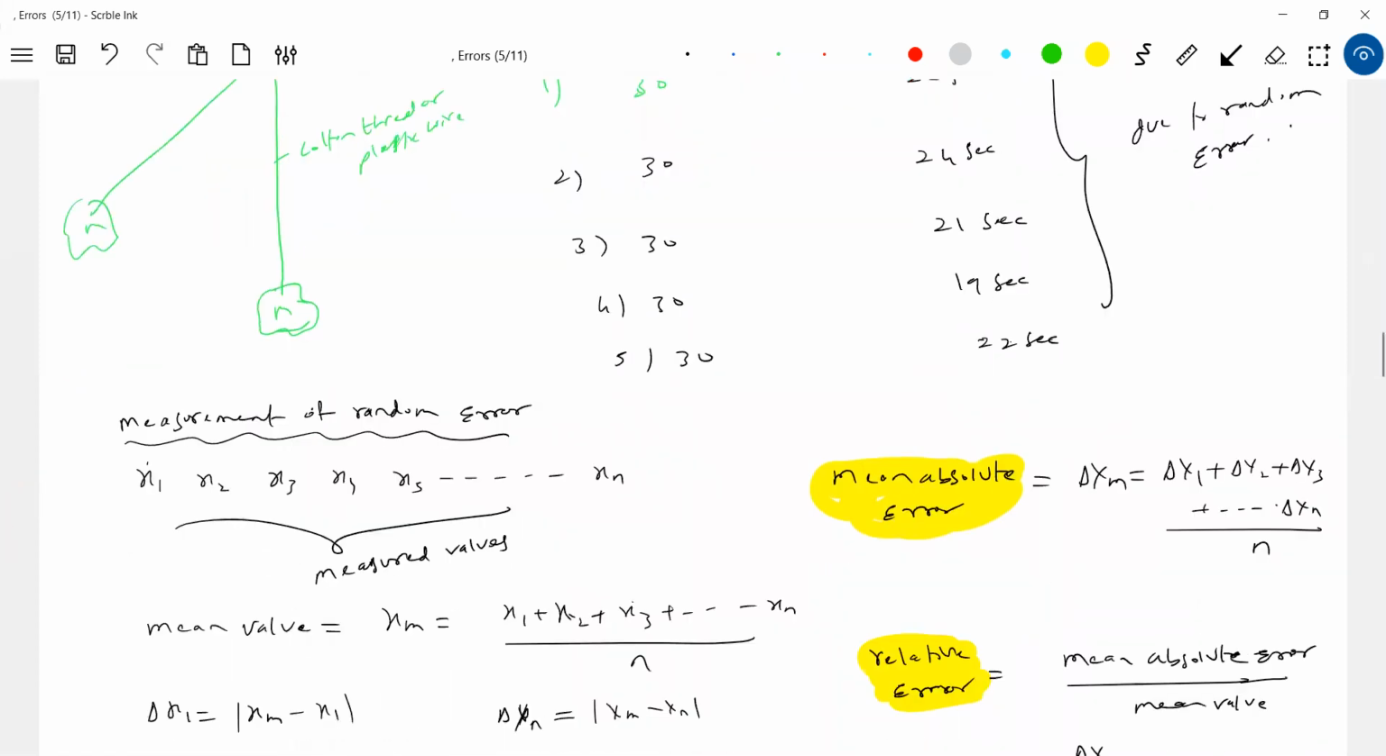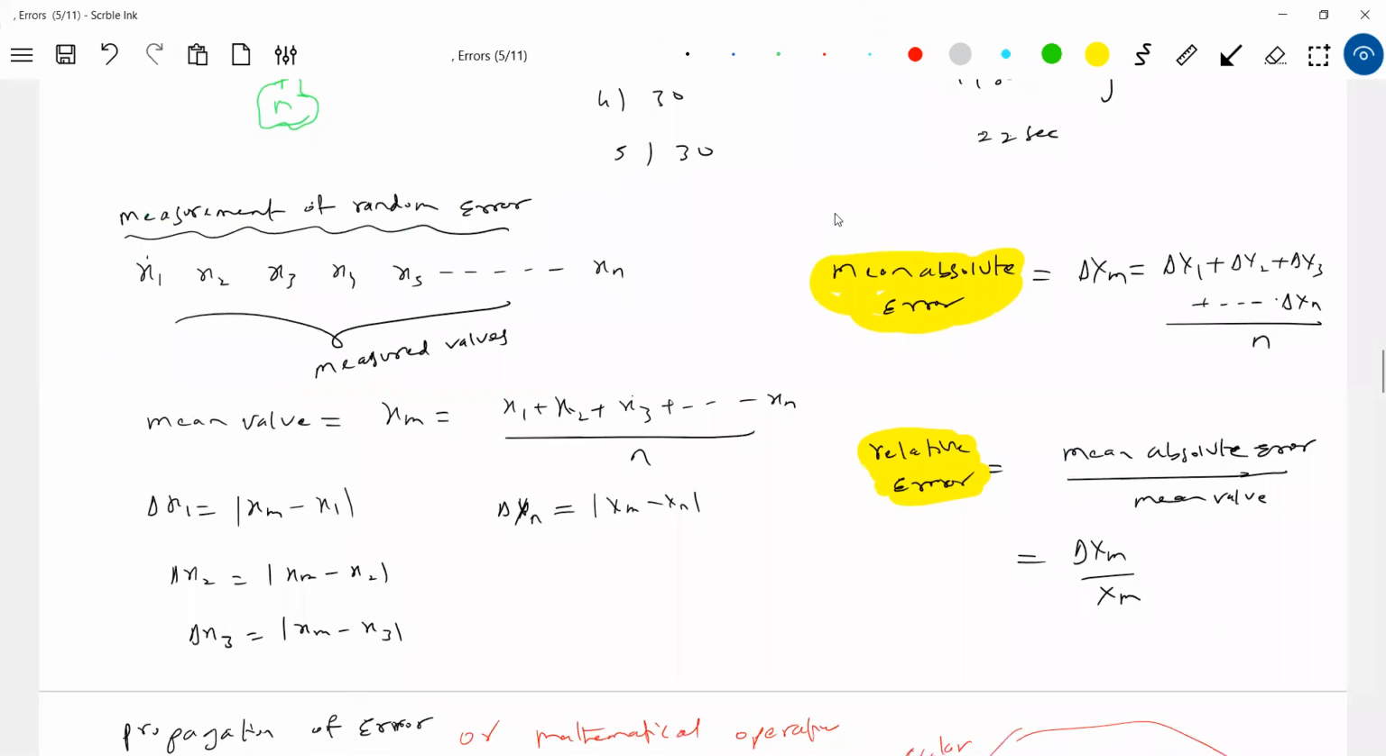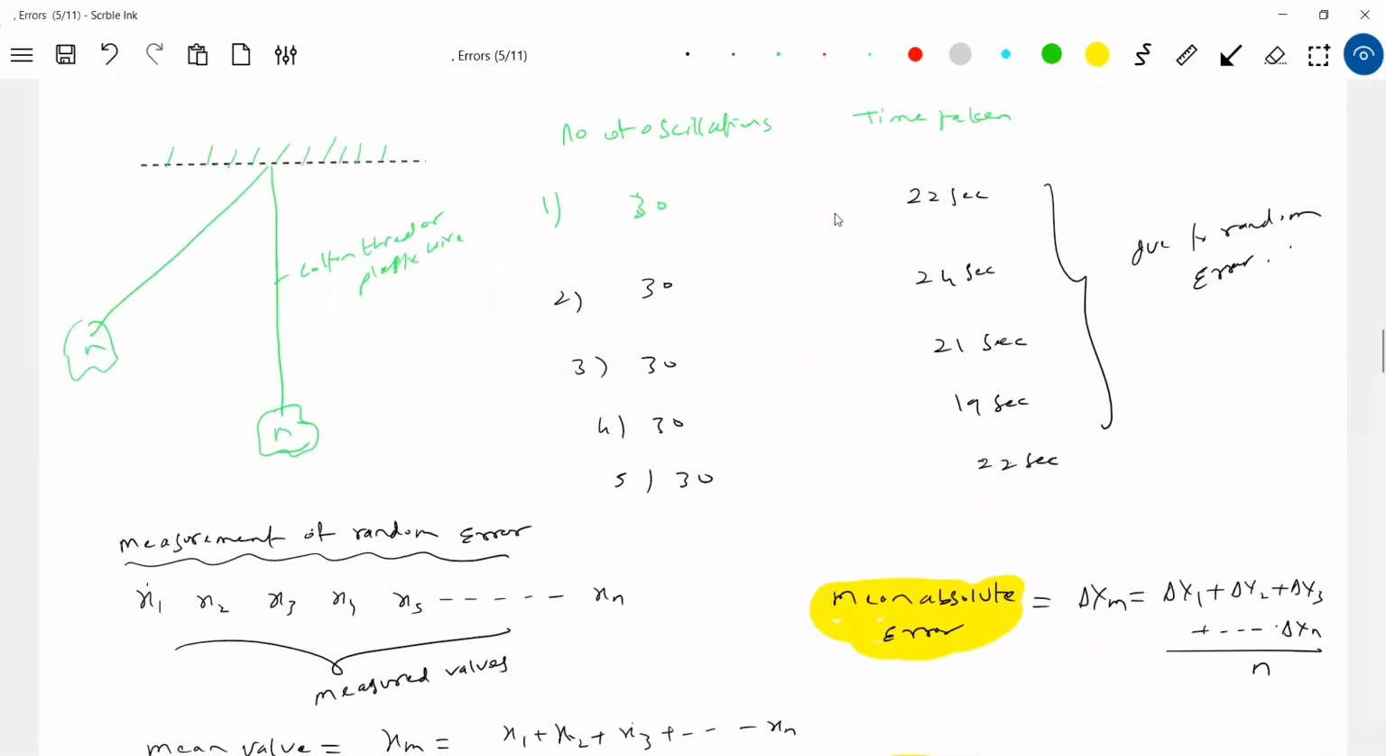So therefore, the random error depends upon how many observations you have. If you have 5, you get one mean value. If you take 10, you get a mean value. If you take 20 observations, 20 delta x values like this, you'll get it. Then this will get minimized. So the random error and the number of observations are inversely proportional. This is what I should put here.